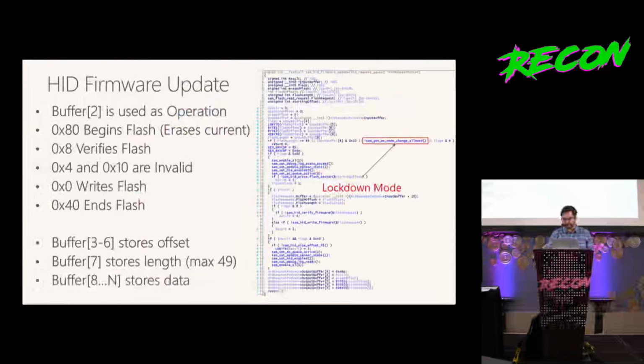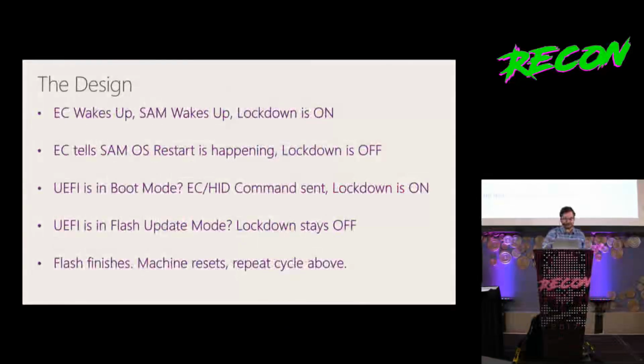So obviously I was interested in, is there a way to get rid of that lockdown mode? Well, when the EC wakes up, the SAM wakes up, lockdown is on by default. Then if you're actually rebooting the machine, basically on a main CPU power on, the EC detects that, it tells SAM, hey, the CPU is powering on, turn off lockdown mode because there might be a firmware upgrade coming. Then EFI will check if we're booting or if we're just upgrading firmware.